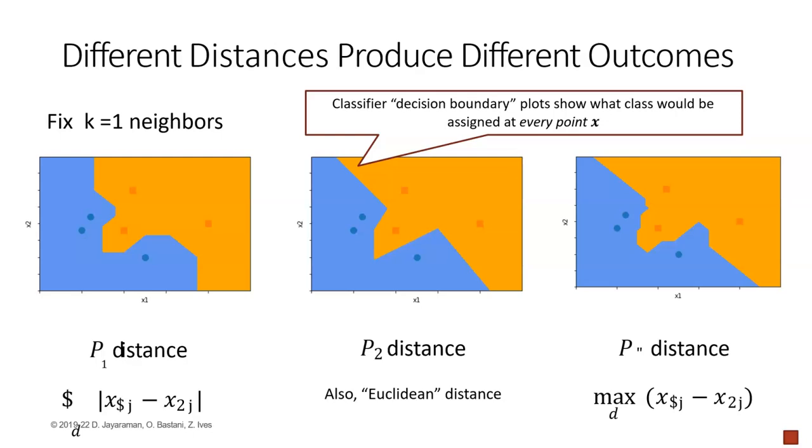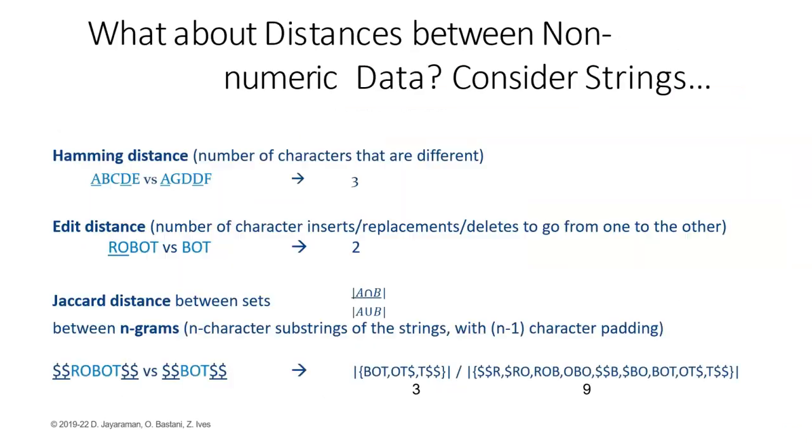We have k equal to 1 neighbors, and the classifier decision boundary plot shows what class would be assigned at every point x. You can find the distances between different patterns, and based on that we can decide which cluster it belongs to and what kind of shape it would have.